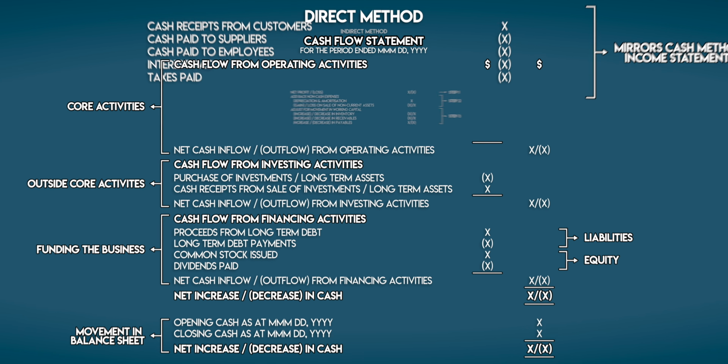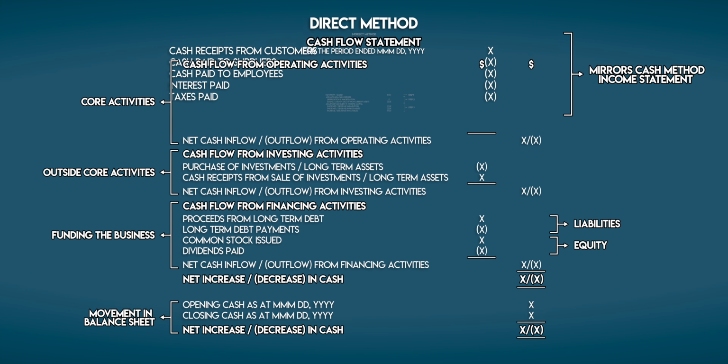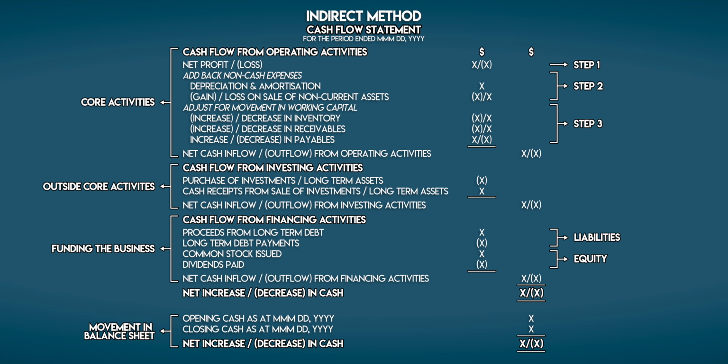Now you're probably thinking that the direct method sounds a lot easier. Why don't we just use that? You're right, it is easier to read, but it's actually harder for accountants to prepare, so we don't use it as much. The indirect method is much easier to work out because we can find a lot of these numbers in the income statement and the balance sheet, as you'll see in this next example. How do we make a cash flow statement? Yes, it's time for that example, and we'll be using the indirect method because it's easier.